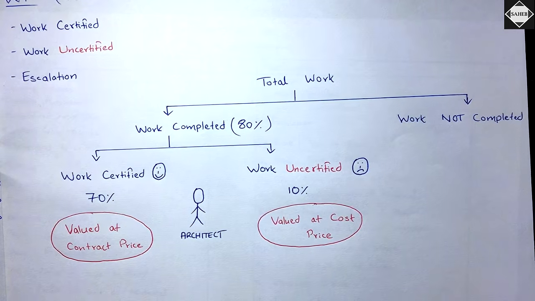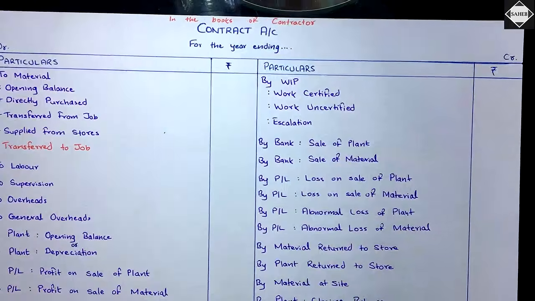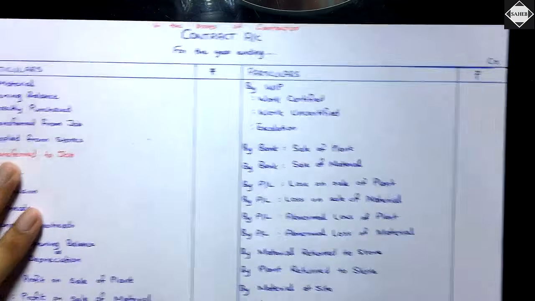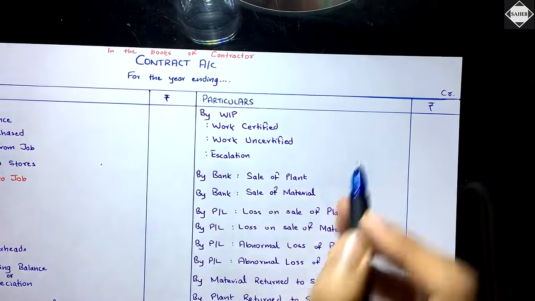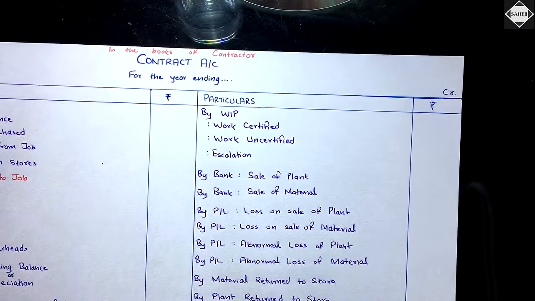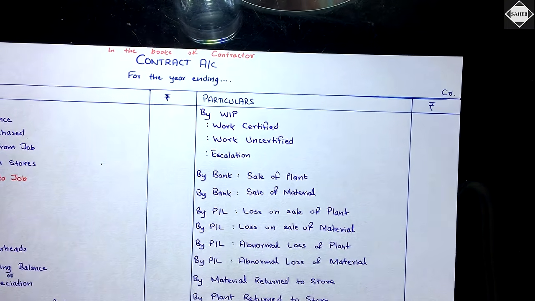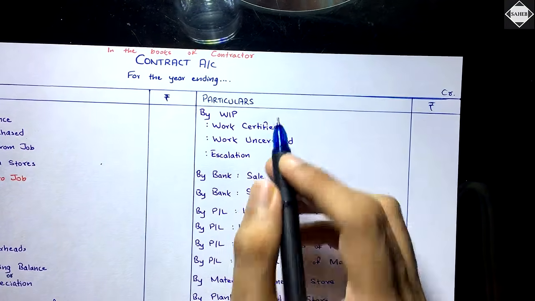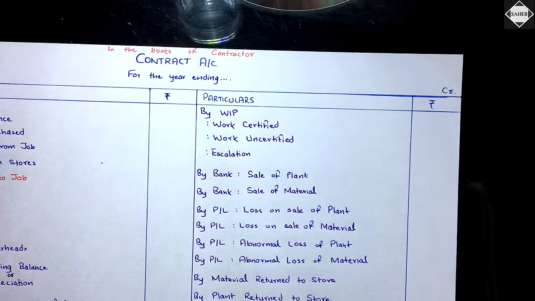Is that clear? Yeah, so this is regarding work certified and work uncertified, and we have to take that properly in the contract account and show the breakdown of that because the valuation is different. Yes, so that's regarding work in progress. That's what you have to do, and this is the closing balance. It will be carried forward to the balance sheet.